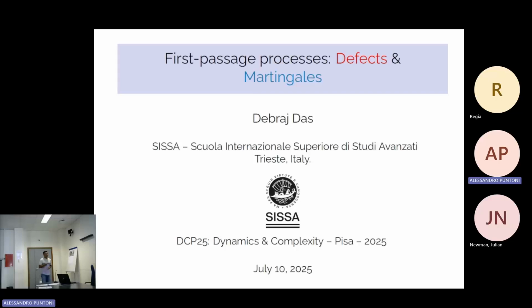As you can see, I am going to talk about first passage processes, defects, and martingales. Maybe some of you already know what first passage processes are, but I will give you a recap and try to explain what these terms in the title are. So this is the idea.